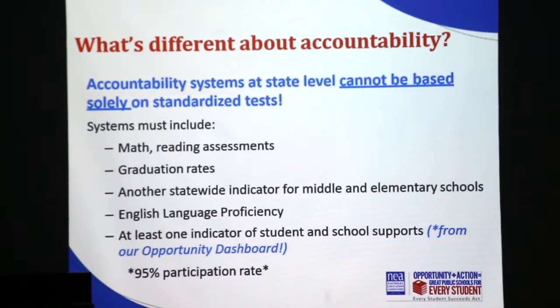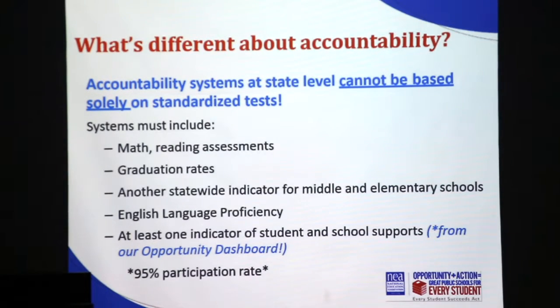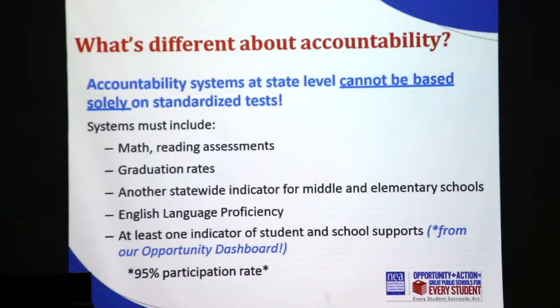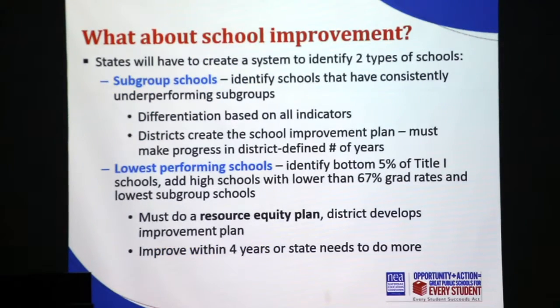So what's different about accountability? Accountability systems at the state level cannot be based solely on standardized tests. They can include math and reading assessments, graduation rates, another statewide indicator for middle and elementary schools. They have to include English language proficiency, and they have to include at least one other indicator of student and school supports. And that might be some measure of the wellness of your students, how often they come to school, how engaged is your community. There's a whole variety of different indicators. We'll have to see if the federal regulations are going to let that happen. There's a little bit of a conflict between the Congress people that wrote ESSA and the Federal Department of Education.